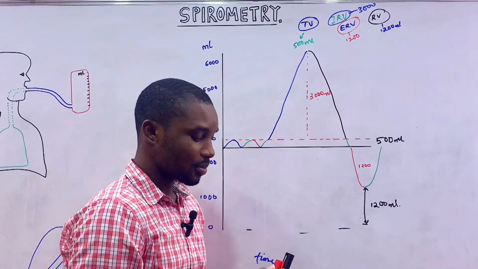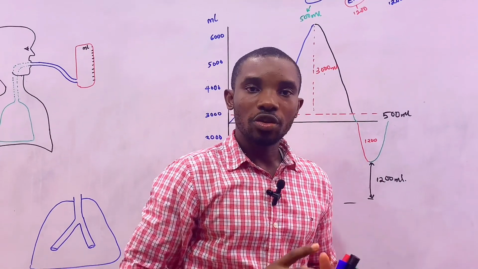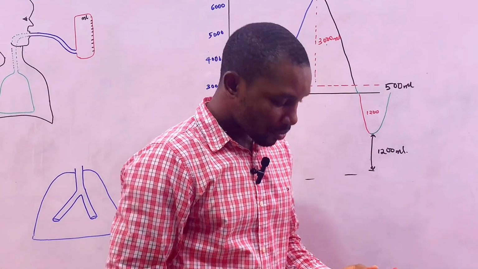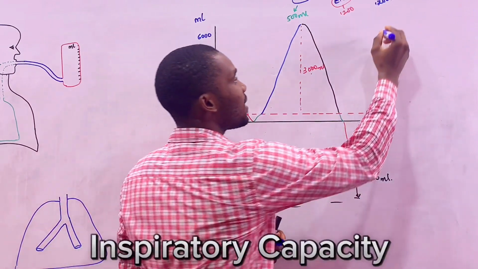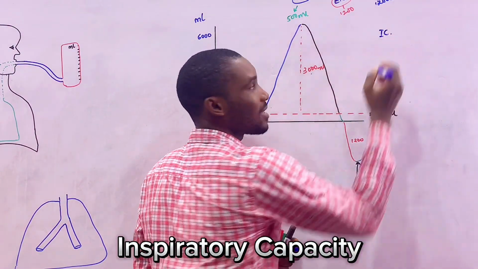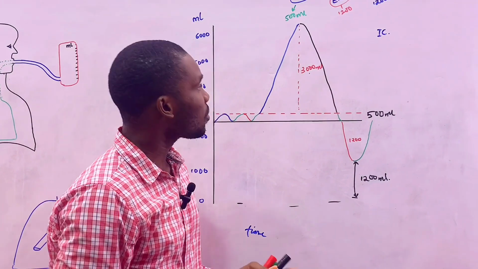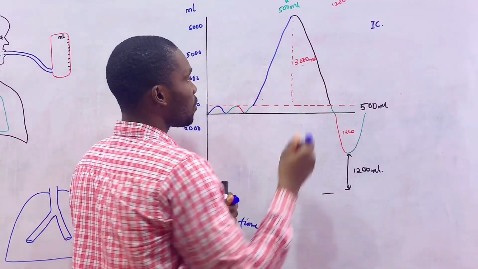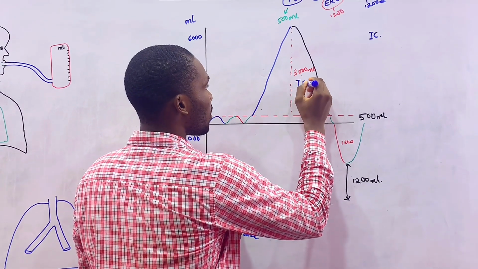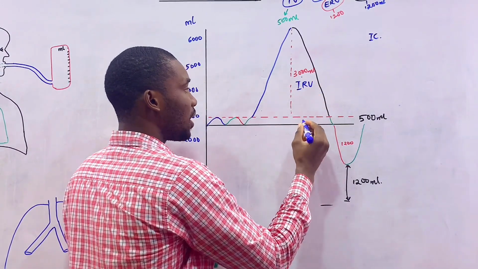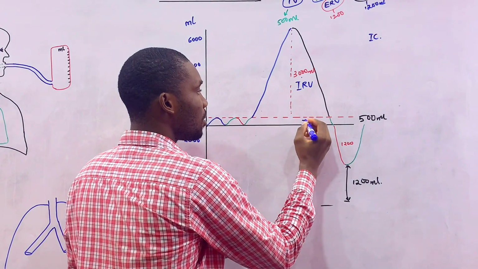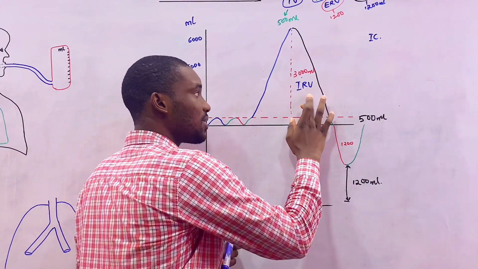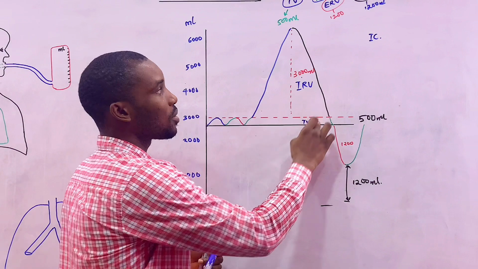All in mils, right? Capacity, like I told you, is when you join two or more lung volumes together. Let's talk about the inspiratory capacity. Remember, this was our inspiratory reserve volume, and this was our tidal volume. So when you add the inspiratory reserve volume and the tidal volume, you get what?